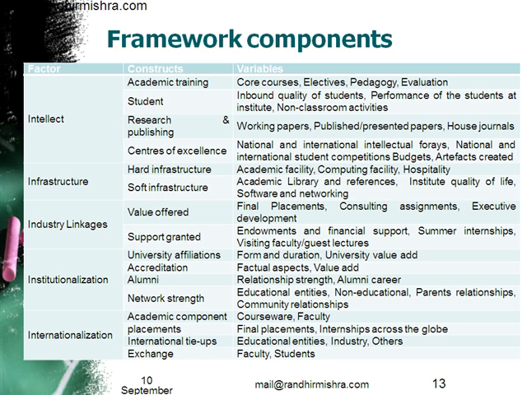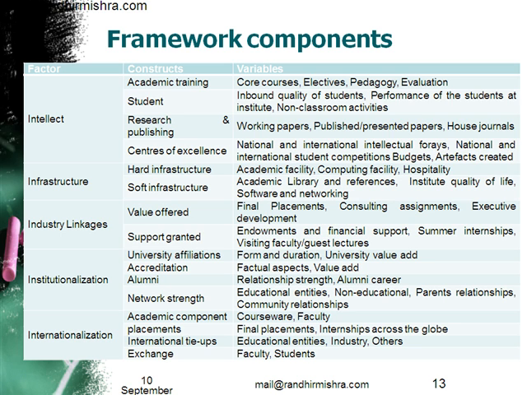Industry linkages, very simply broken into 2: what is the value you offer to the industry, and what support does industry grant to you. Again, a simplistic thing which has its own component to assess it. Institutionalization is about what kind of university affiliations you have, what kind of alumni network you have, and what the network strength in the community is. And finally, internationalization in terms of academics, international placements, and international tie-ups and exchanges.